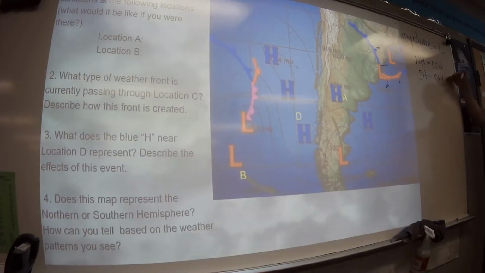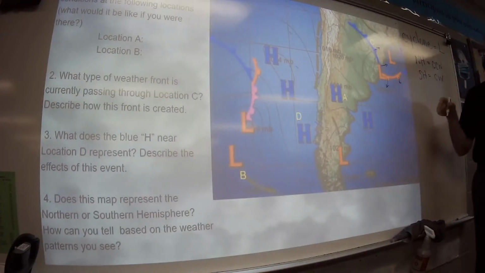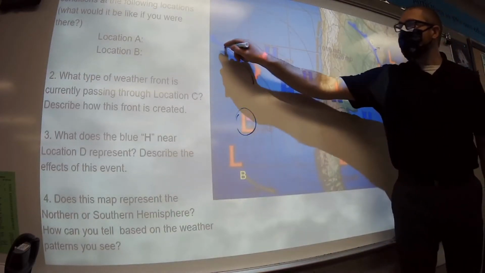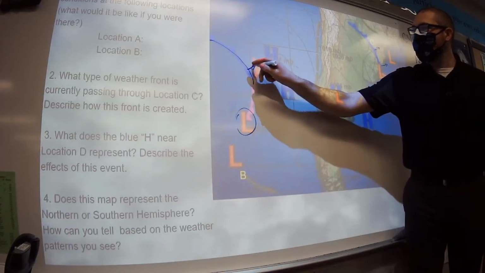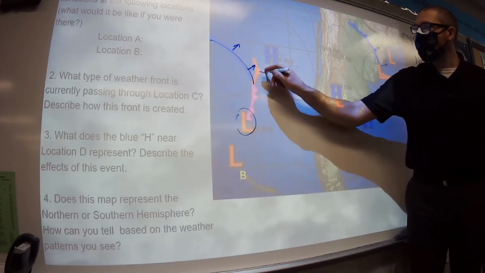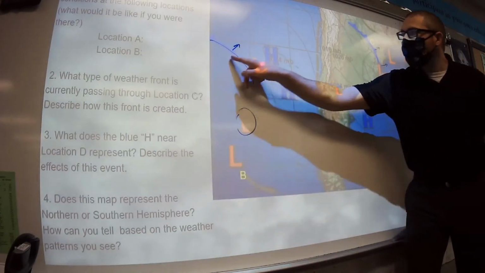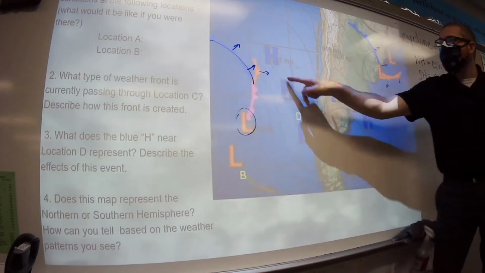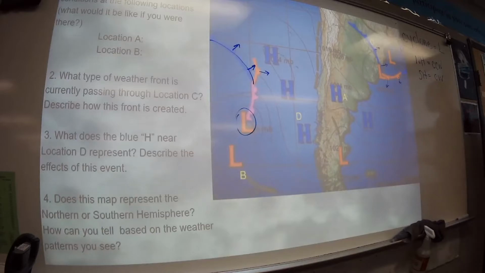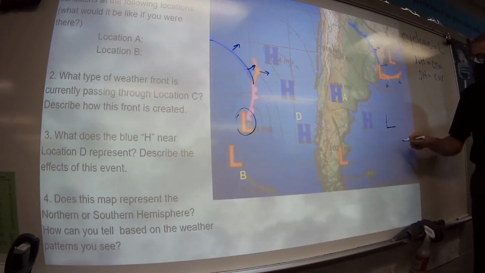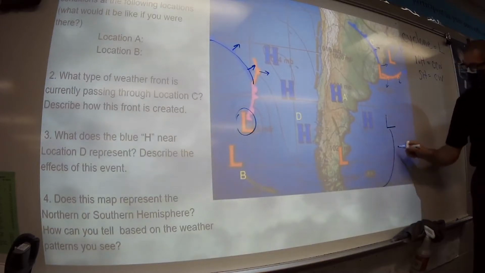Okay, if you remember these, cyclones: northern hemisphere counterclockwise, southern hemisphere clockwise. If you can follow those arrows around, you'll be good to go. Here's another center of low pressure. Here's the cold front coming off of it, going that way. Here's the warm front going that way. Keep following it, clockwise.